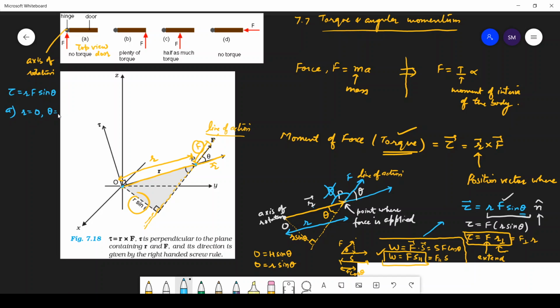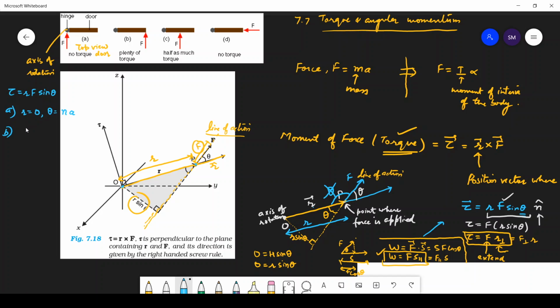You don't even need theta, but still, what is theta here? 0. When R is 0, the angle will not be there. It is actually not defined. You can say 0 or not defined, meaning not applicable here.